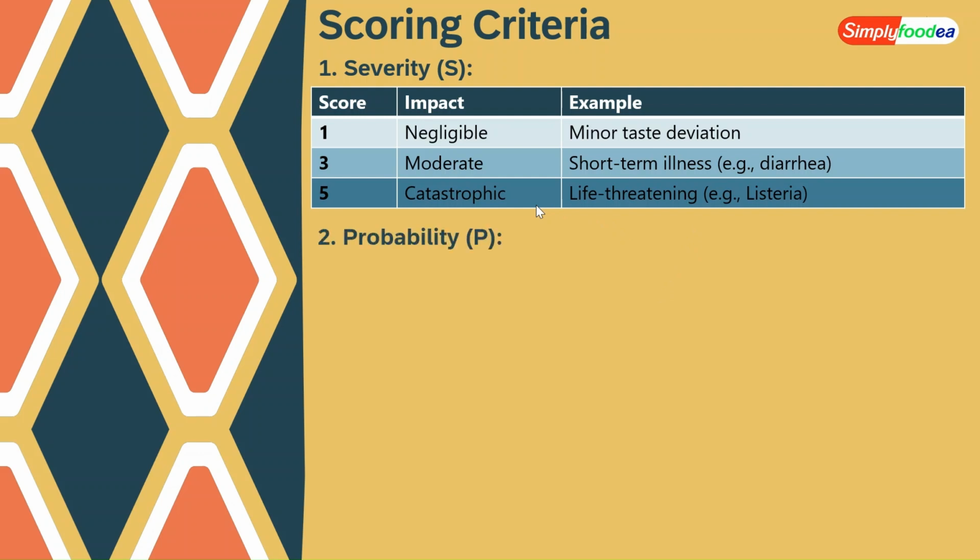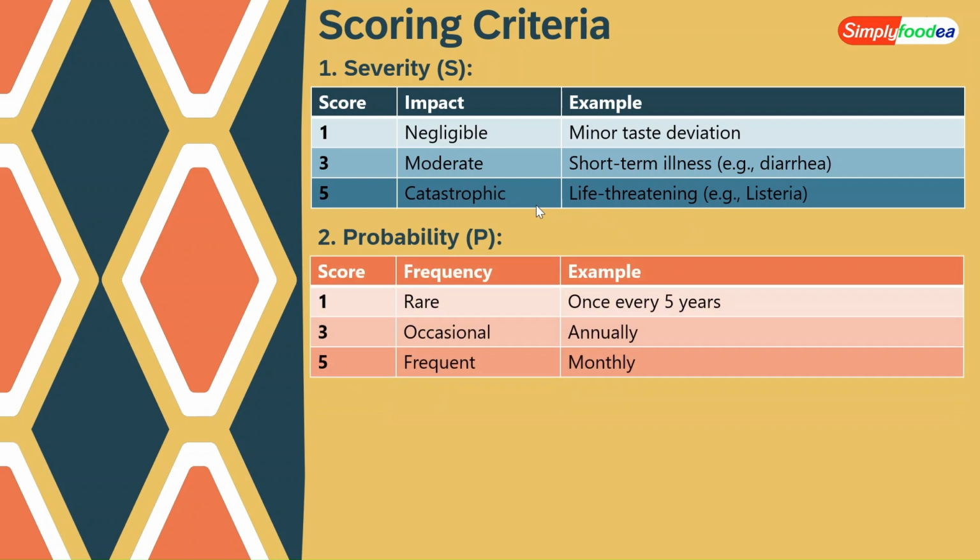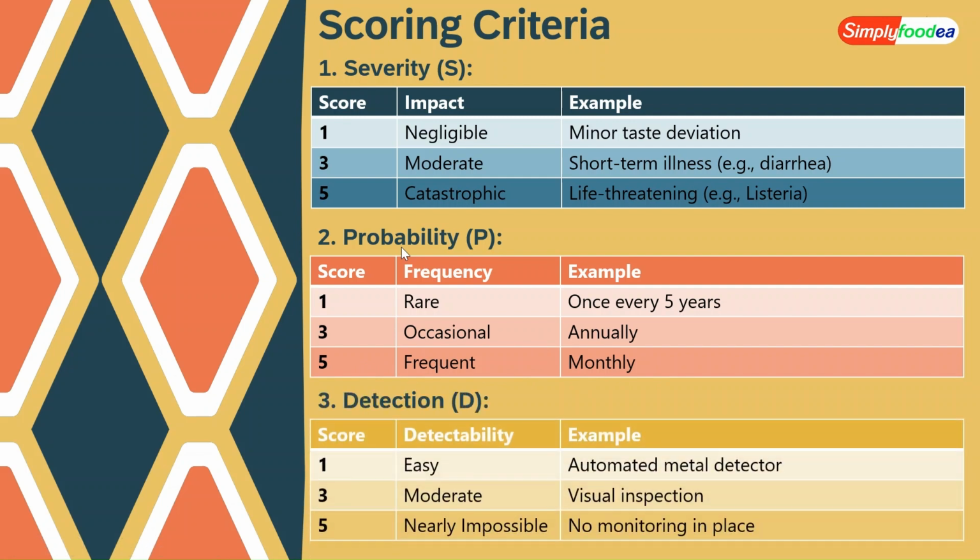The second thing is the probability. The probability also has three scores. The rare score, which is 1, for example, the probability to occur once every 5 years. Number 3, occasional, which may be annually, and the most critical one, the frequent, which is maybe on a monthly basis. So we have finished the severity and the probability, and now the final thing, the detection.